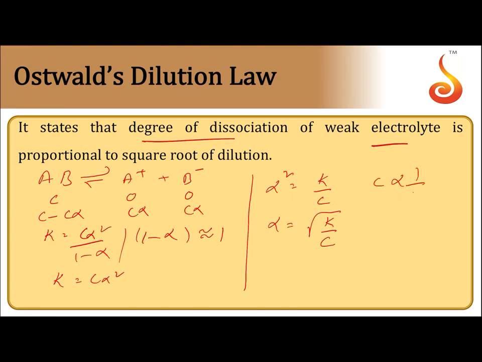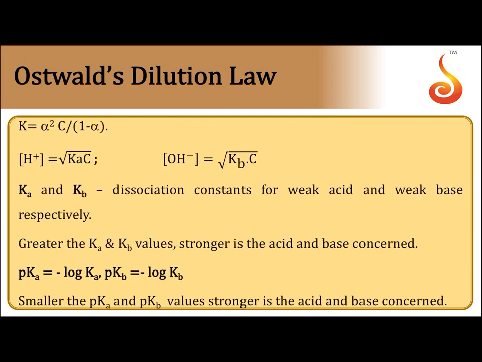And we know that concentration is inversely proportional to volume. Therefore, alpha is equal to the square root of K into V. This implies alpha, that is the degree of dissociation, is directly proportional to the root of V, the square root of the volume itself. This is called Ostwald's dilution law.